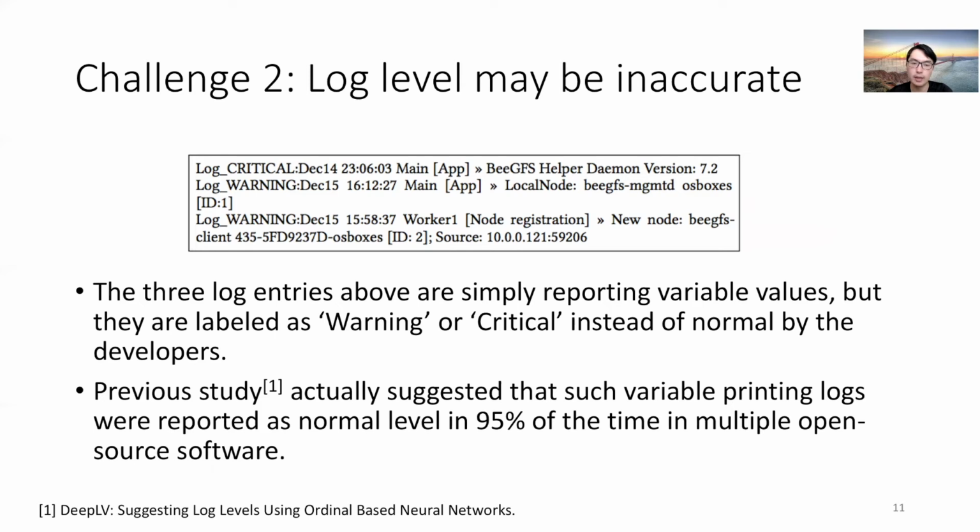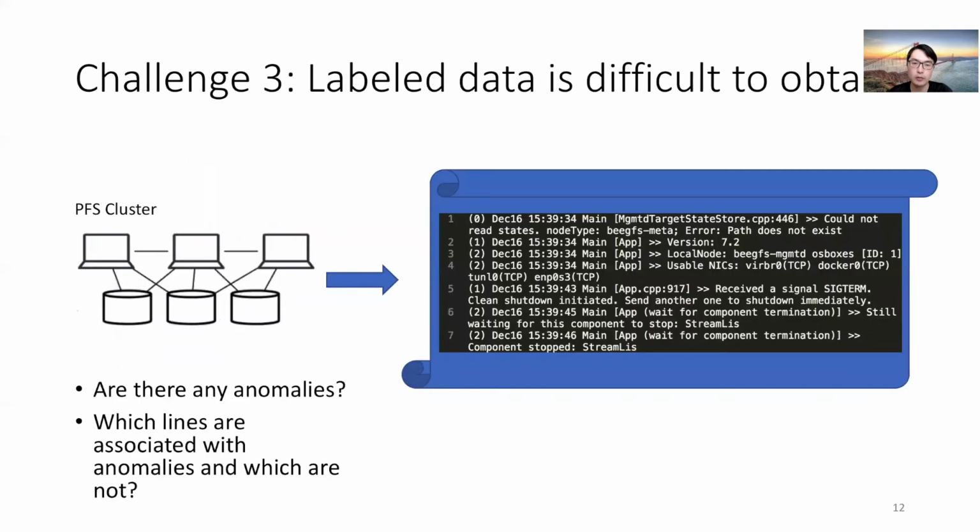It shows that the log level may be inaccurate, so log level based methods are not suitable. The third challenge is that the label data is difficult to obtain. Many previous works highly rely on the historical label data, but it requires significant human effort.